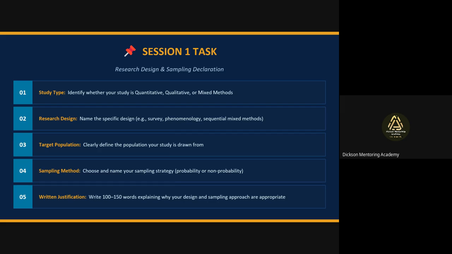Four, sampling method. Choose and name your sampling strategy, whether you use probability or non-probability. Five, written justification. Write and explain why your design and sampling approach is or was appropriate. So I'll give us 3 minutes to do this.